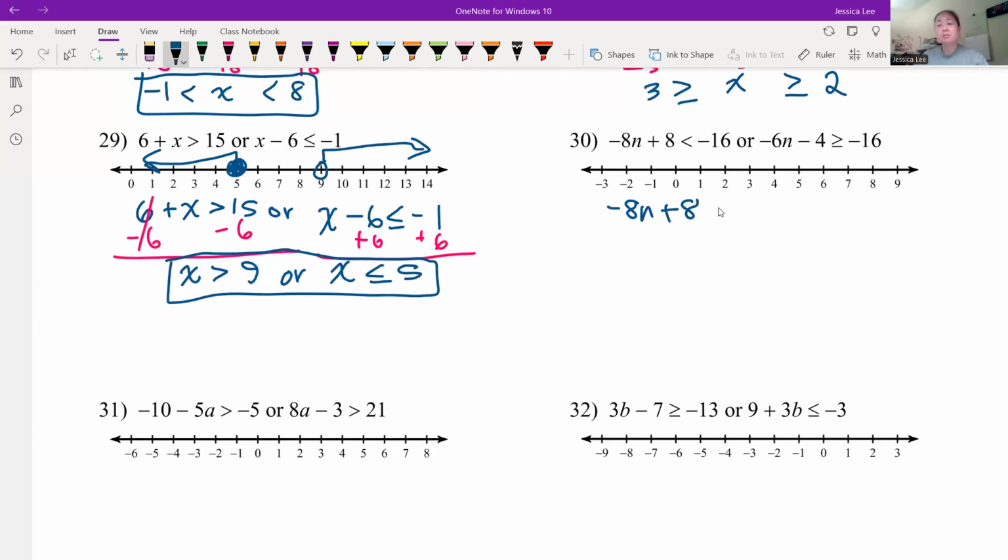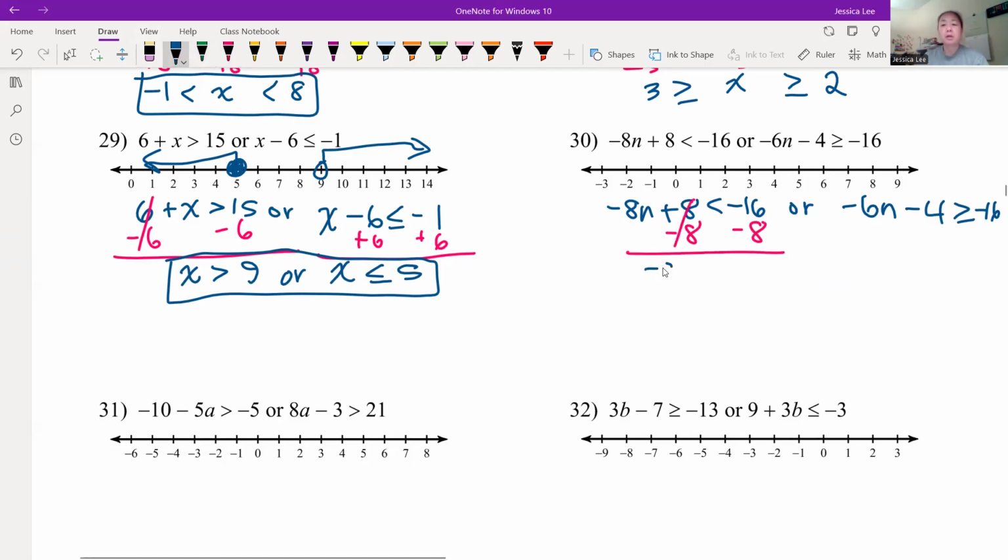Negative 8n plus 8 is less than negative 16, or negative 6n minus 4 is greater than or equal to negative 16. All right, let's solve the left one first. We're going to be subtracting 8 on both sides. And we got negative 8n is less than negative 24. And then we divide by negative 8, divide by negative 8. I am dividing by a negative number, I notice, so I'm going to remember to flip the inequality. So n is greater than 3.